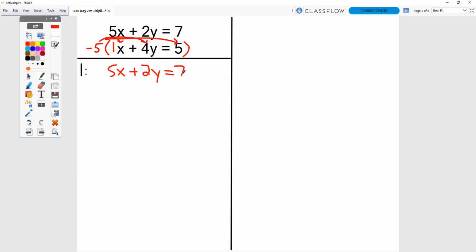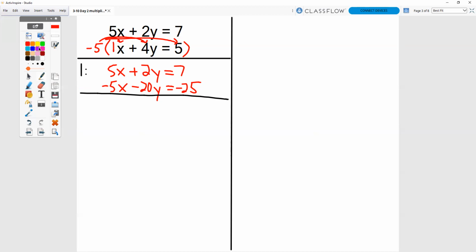Negative 5 times 1x is negative 5x. Negative 5 times 4 is negative 20, but when I write it, I'm going to write minus 20. Negative 5 times 5 is negative 25. That was step number 1. I multiplied to create my opposites.